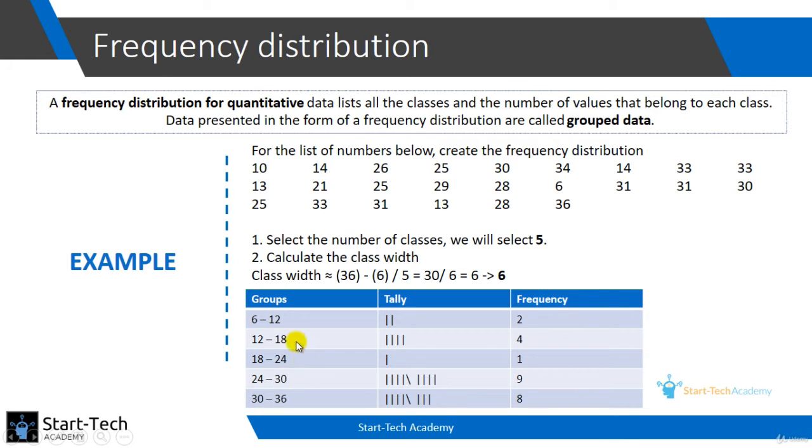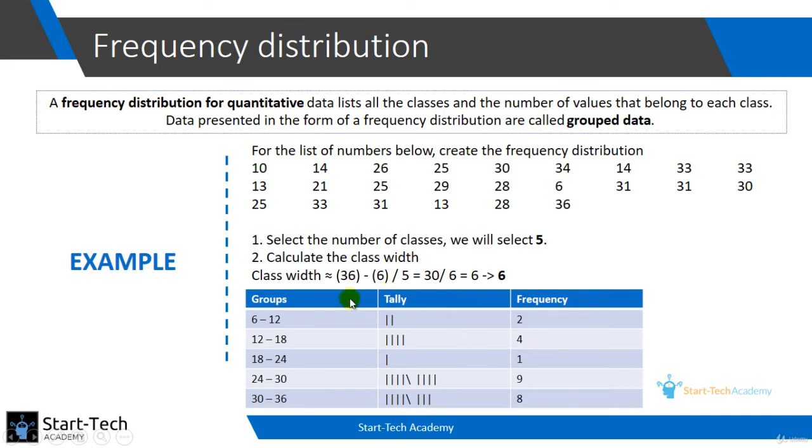Once we have created these classes, we have to start assigning each number to these classes. So I will go through the numbers one by one and I'll start adding a mark to each of the classes to whichever class that number belongs. So for example, I start with 10, 10 belongs to this class, so I add a mark here. Then there is 14, 14 belongs to this class, I add a mark here. I go through all these numbers and I continue adding marks.